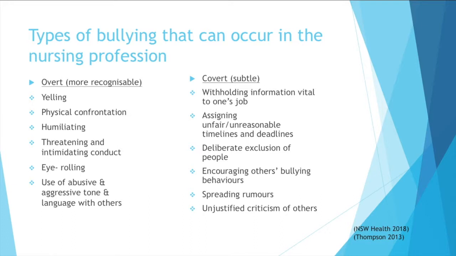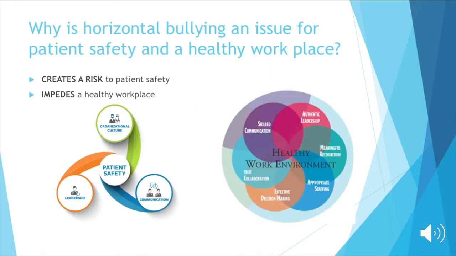More subtle bullying behaviours that are more difficult to recognise include withholding information vital to your work, assigning workloads and timelines that are unfair or unreasonable, excluding people deliberately, encouragement of bullying behaviours, spreading rumours, and unjustified criticism of others publicly. So how does horizontal bullying within nursing relate to patient safety and a healthy workplace?